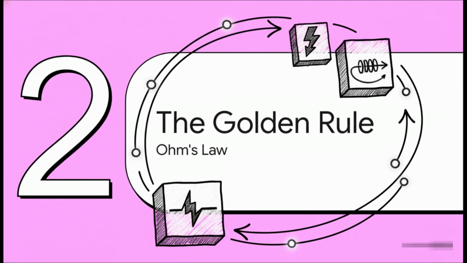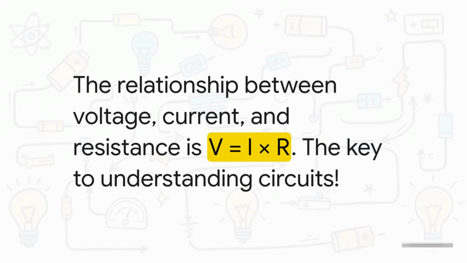Okay, so we've met our three main players: voltage, current, and resistance. But here's the thing, they don't just act on their own. They are all tied together by one beautiful, incredibly simple rule that is the key to understanding almost any circuit. And this is it, Ohm's law. It just says that the voltage, the push, is equal to the current, the flow, multiplied by the resistance, the opposition. This little formula is your golden key. It unlocks how basically every simple circuit works.